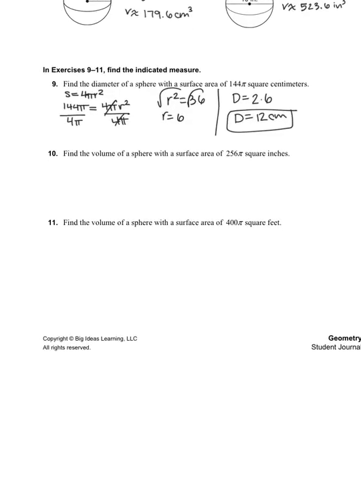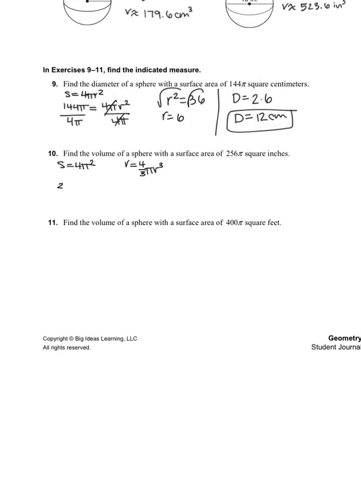All right, moving on. For this next part, it says find the volume of a sphere with a surface area of 256 pi square inches. So we're actually going to have to use a little bit of both. We have to know the formula for surface area, which is S equals 4 pi r squared, and we also need to know the volume of a sphere, which is 4/3 pi r cubed. All right, so let's start off with what we know. We know that the surface area is 256 pi.